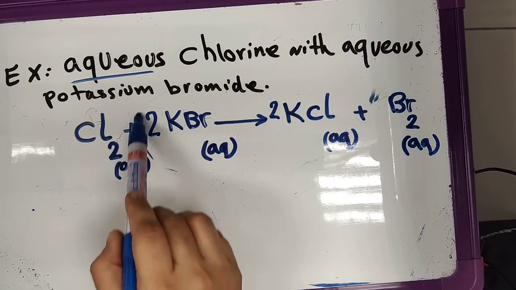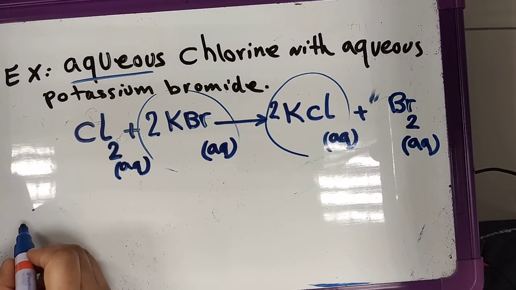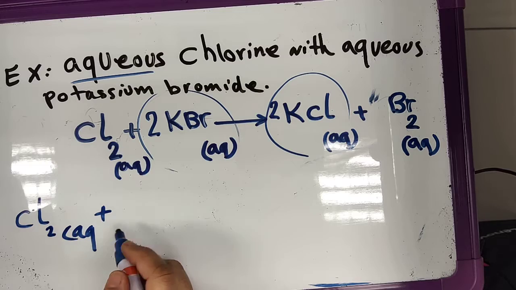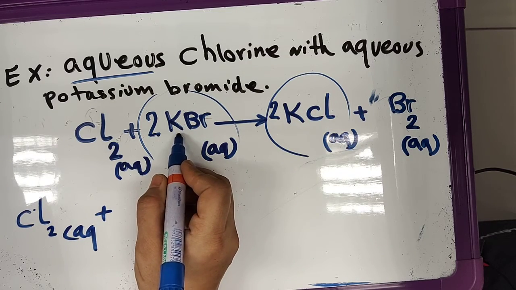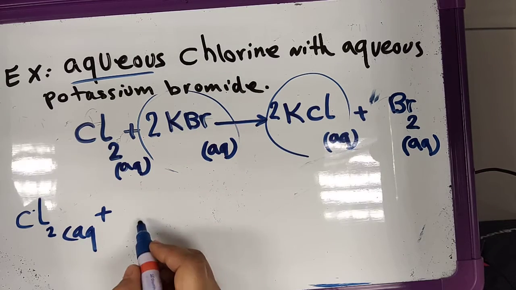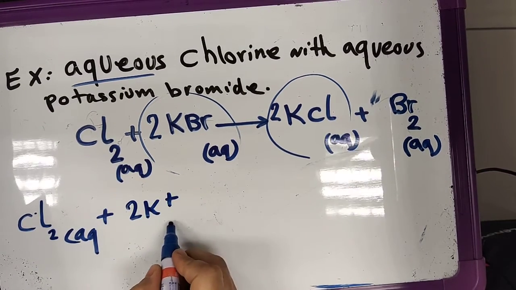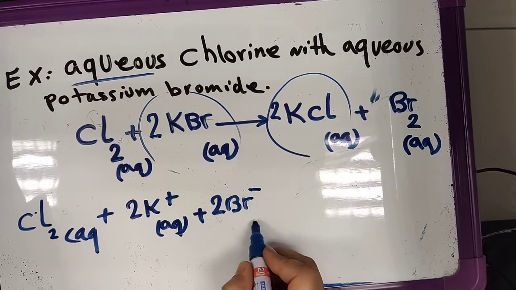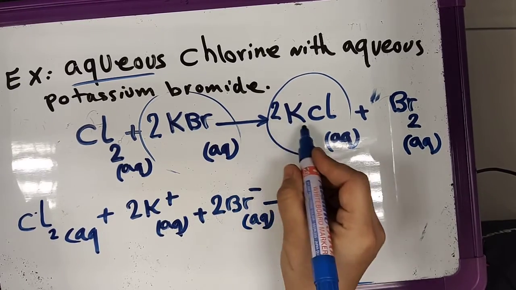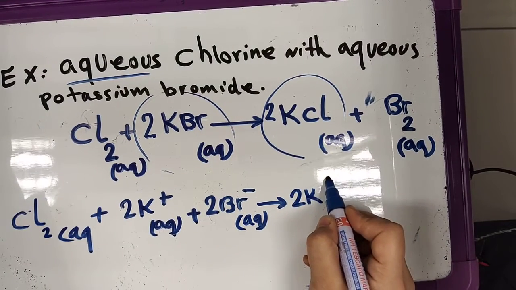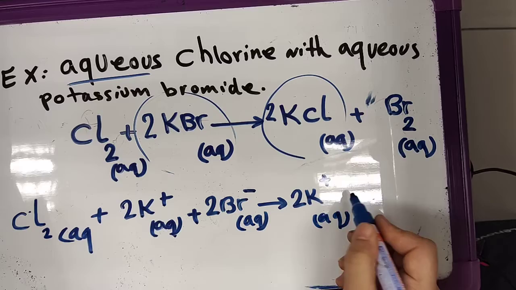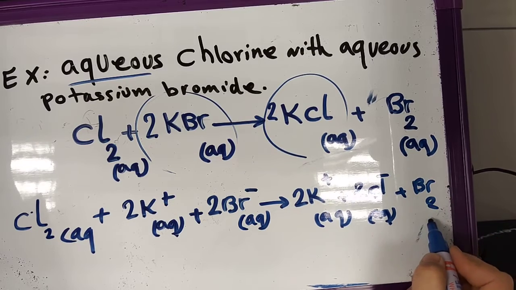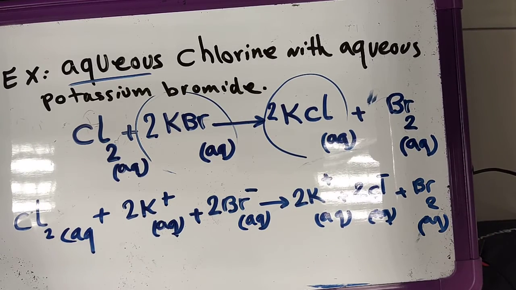So what I do, for the ionic compounds, they should be separated into the ions. So I just write Cl2 (aq) plus. Okay, this is very important. We have two atoms of potassium and two atoms of bromine. So it becomes 2K positive (aq) plus 2Br minus (aq). So it gives, again, 2K positive aqueous plus 2Cl minus aqueous plus Br2 aqueous. So this is the full ionic equation.